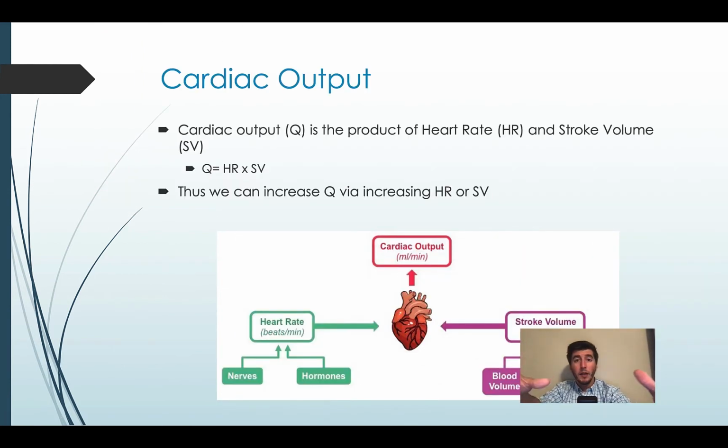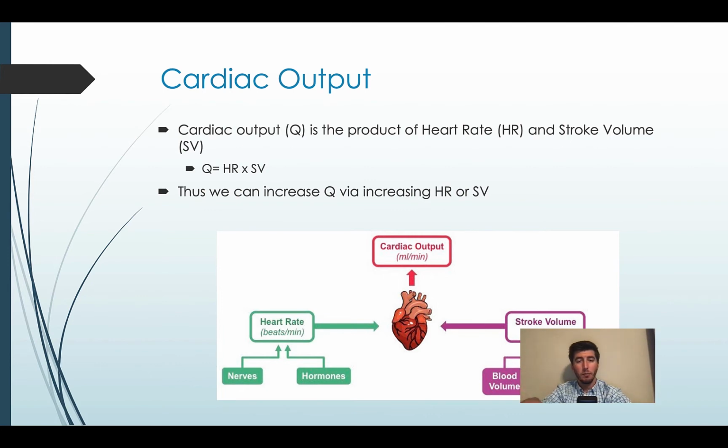Okay. Everything we've talked about up until now comes into play here with cardiac output. Cardiac output, or Q, is going to be the product of heart rate and stroke volume. So if we get a faster heart rate, we're going to get a greater cardiac output. If we get a bigger stroke volume, we're going to get a greater cardiac output. It's directly related. So the heart rate is directly related to cardiac output. The stroke volume is directly related to cardiac output. We can increase cardiac output by increasing either heart rate or stroke volume.